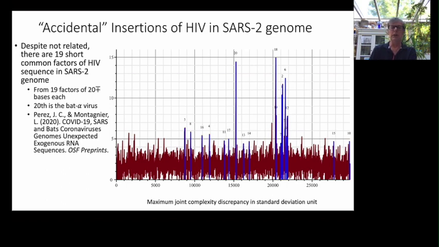And in this picture, I just look at the maximum of matching between the sequences, but expressed in standard deviation units. So we see that you can reach more than 15 standard deviation units, which is considerable, and therefore this insertion looked very accidental.